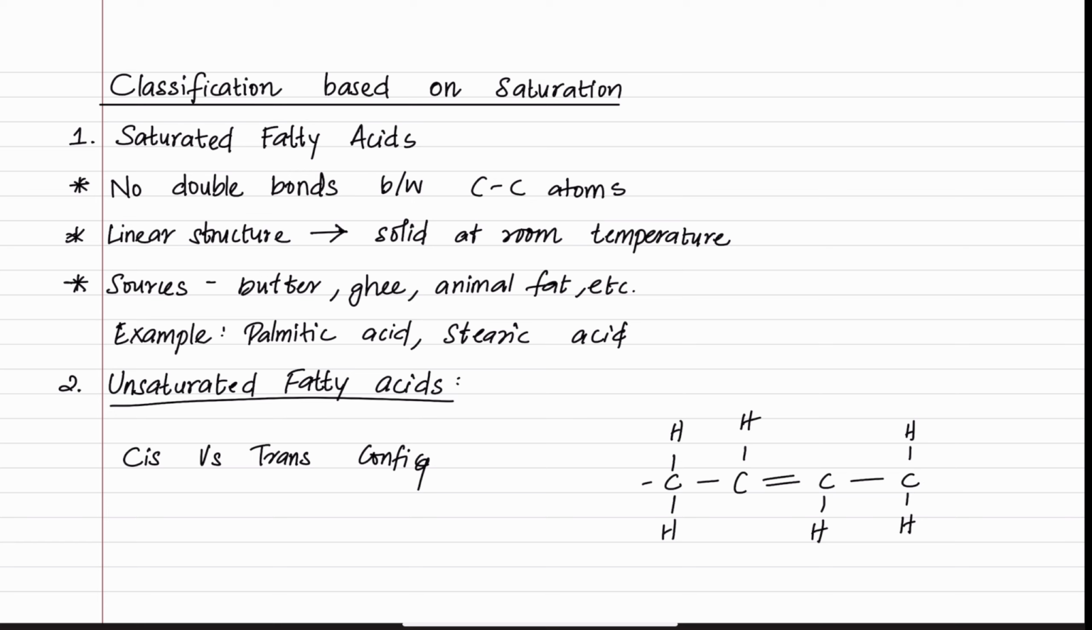I also mentioned cis and trans configuration. So this only applies to unsaturated fatty acids. In cis configuration, the hydrogen is present on the same side. This is generally considered as good fat or good fatty acids. On the other hand, in trans configuration, the hydrogen is on the opposite sides. This is generally considered as bad fatty acids or bad fat.